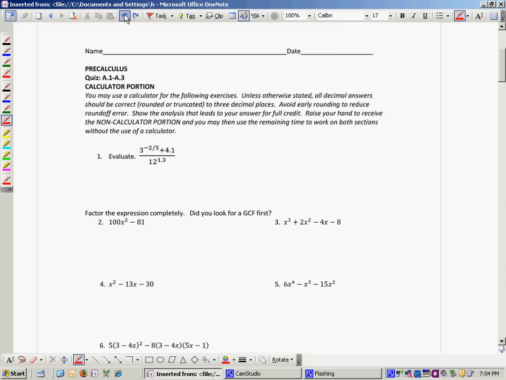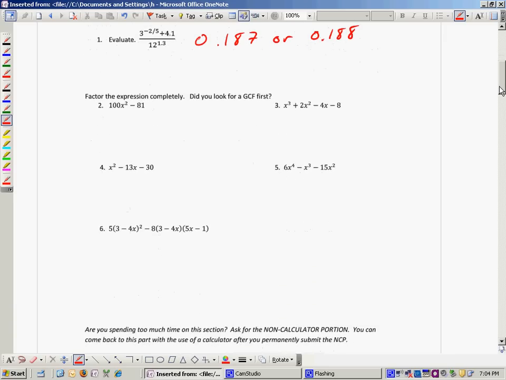This first question, number 1, is just plug it in your calculator. You should get 0.187 or 0.188, depending on if you round or truncate. I accepted both. Number 2, we have a difference of squares. 10x is being squared in the first spot. 9 is being squared in the second spot, and plus or minus. Remember that we're using the form a squared minus b squared equals a plus b, a minus b when we're factoring completely.